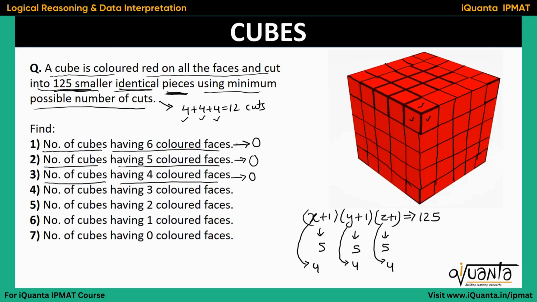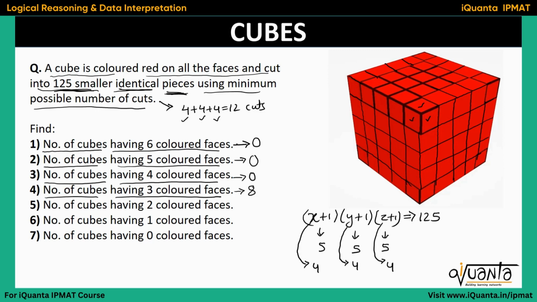Now in question number 4, the number of cubes having 3 colored faces. So in the previous slide we learned that 3 colored faces cubes are present at the corners, and we know that there are 8 corners in a cube, so there would be 8 such cubes.